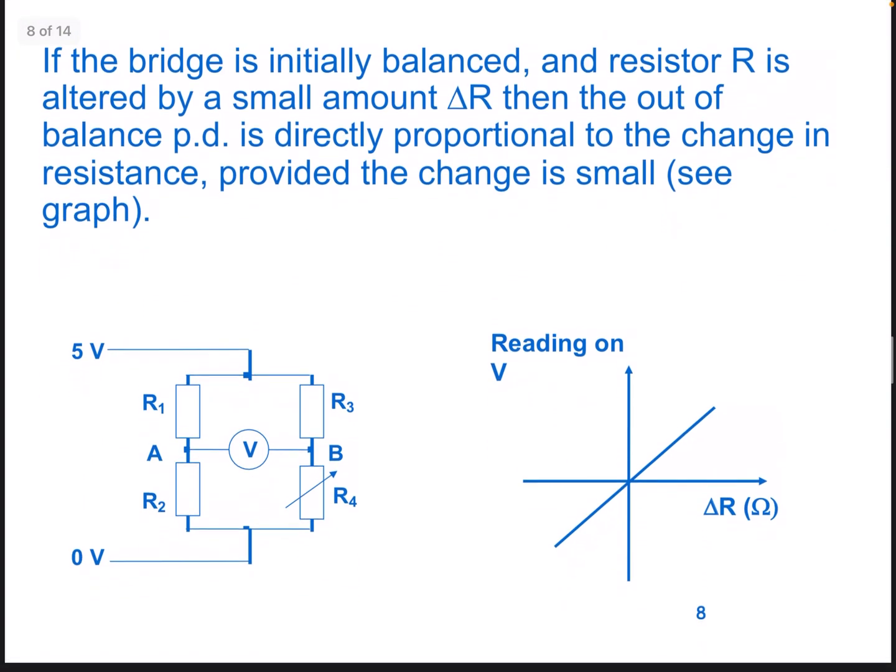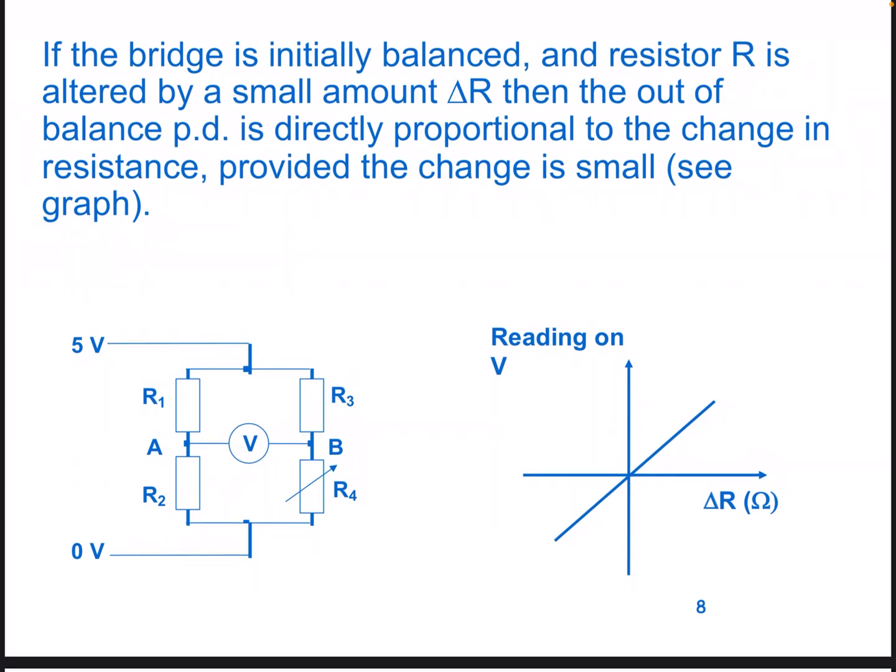What can then happen though is that one of the resistors can change. So resistor 4, for example, in this one, is a variable resistor. So you can have it set up so that it's balanced, the reading on the voltmeter is 0, but then that's a variable resistor. So that could be altered either manually, or it could have been an LDR that's related to light or whatever. But resistance 4 changes.